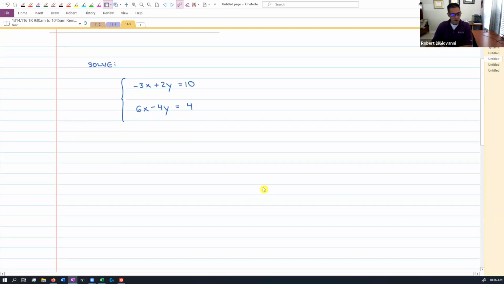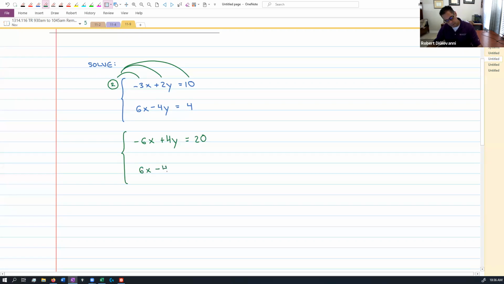I'm going to do these with elimination just because I can be really fast with these. Notice on this system of equations that it would be easy to make the x's go away if I multiplied the top one by 2, because I'm going to get a negative 6x here, which will cancel with this. So I'm going to go ahead and do that. I distribute this through to all of them. So negative 6x plus 4y equals 20. And then I leave the bottom one alone. And I add down.